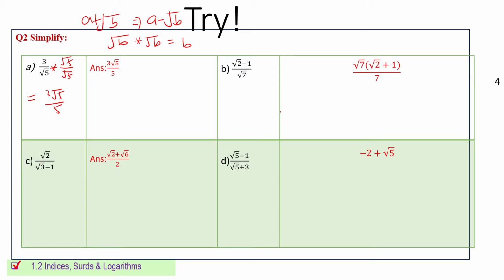Okay, so how about the second question? Also the same, multiply surd 7 over surd 7. So then my answer is this one. Do you need to multiply it in? No, just leave it as it is.